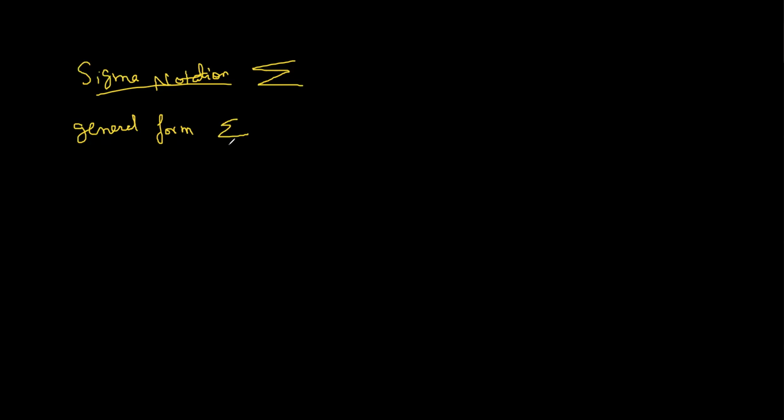Sigma always starts from, let's suppose, one variable m equal to 1 to m equal to n. Here m is changing. You can represent it by any variable: m, n, k, anything. m is called the index of summation. This is called the lower limit, and this is the upper limit.